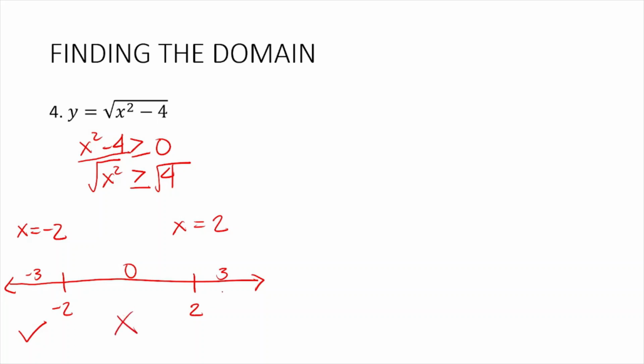Lastly, for this interval, we have 3. So let's plug in 3. 3 squared is 9, minus 4. So we get a positive value. Therefore, this is also included in our domain. To write the domain in this case, we can use interval notation. It would be more convenient if you use interval notation. So this one is included, right?